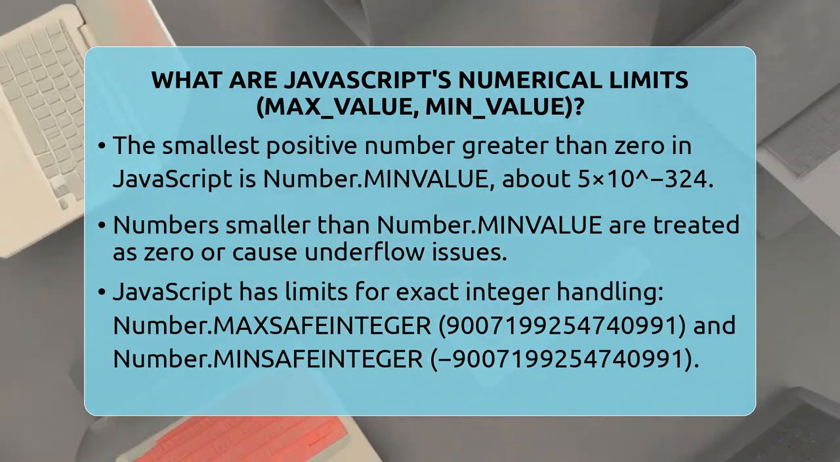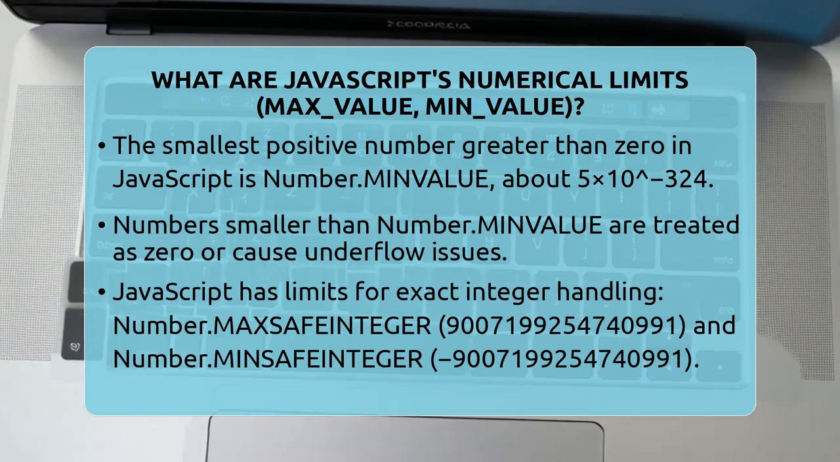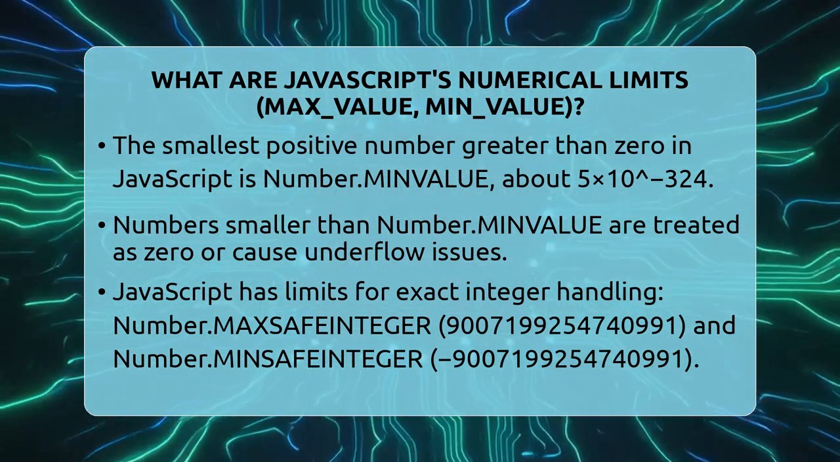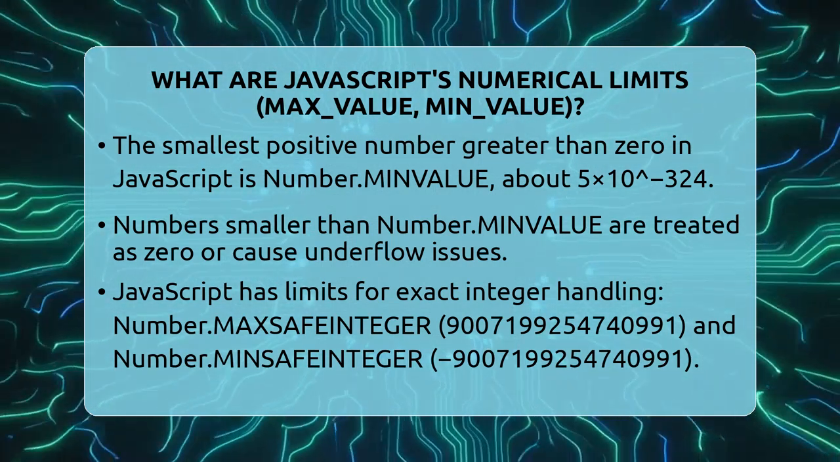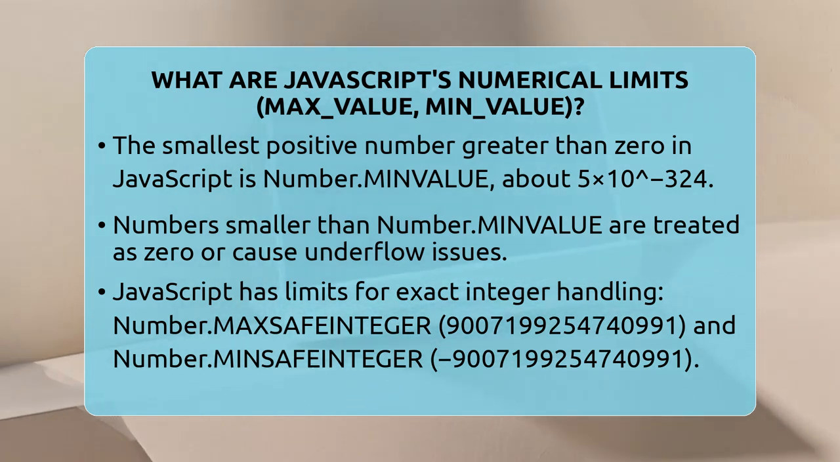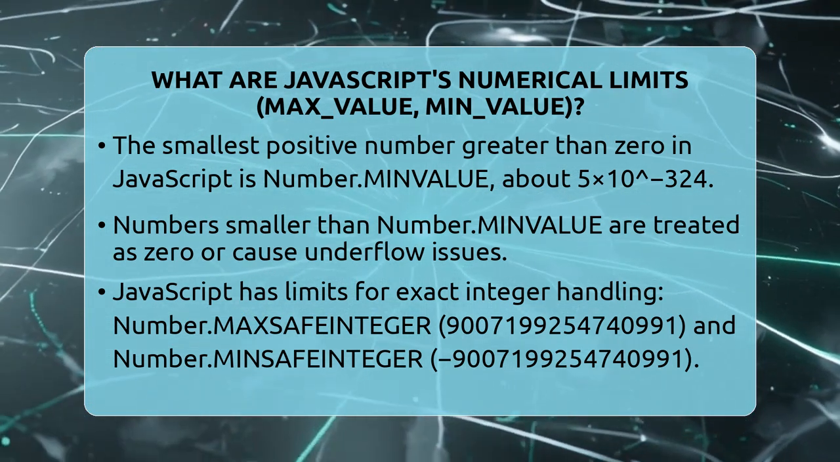This is useful when you're doing calculations and want to check if your result is getting too big. You can compare your number to Number.MAX_VALUE to prevent overflow errors. Now, what about the smallest positive number? That's Number.MIN_VALUE. It's approximately 5 times 10 to the power of negative 324.